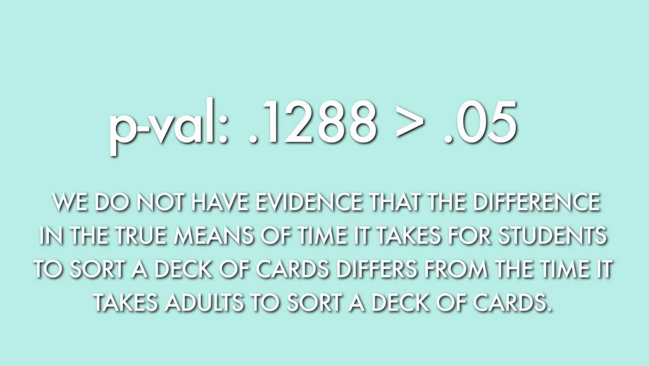After we run our calculations, we result in a p-value of 12.88%, which is much larger than our significance level of 5%. Due to our p-value being larger than our significance level, we do not have evidence that the true mean time it takes students to sort a deck of cards differs from the time it takes adults to sort a deck of cards.